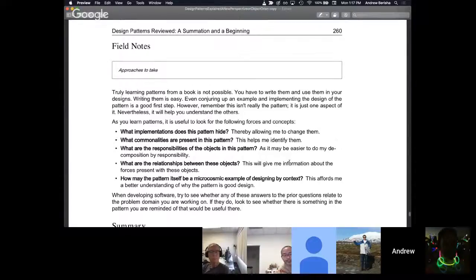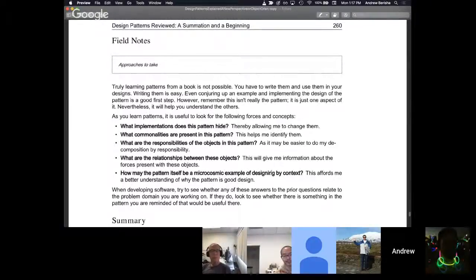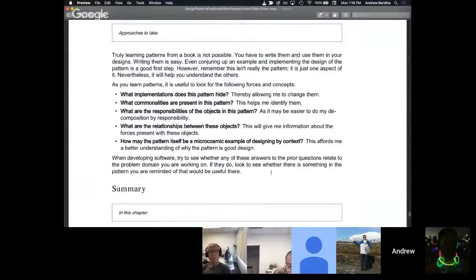Implementations, commonalities. So he leaves us with these few questions that, while we code, guide us in how to use design patterns. What implementations would this pattern hide? What are the commonalities in this pattern? What are the responsibilities of the objects? What are the relationships between the objects? How may the pattern itself be a microcosmic example of designing by context?